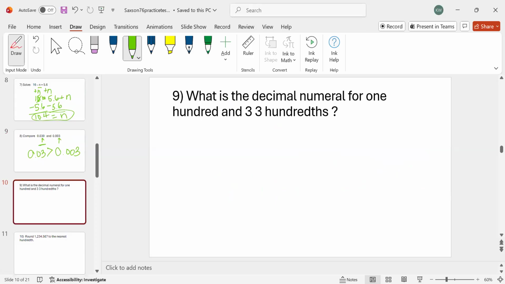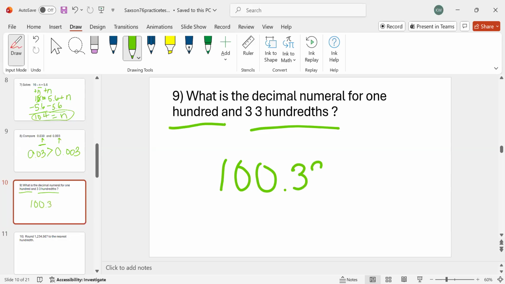What is the decimal numeral for 133 hundredths? Now keep in mind that hundreds means that it's going to be on the left side of the decimal, and hundredths means that it's going to be on the right side of the decimal. So we've got 133 hundredths. So if we do 33, it's the rightmost one, this is tens, this is hundredths. So 33 hundredths.